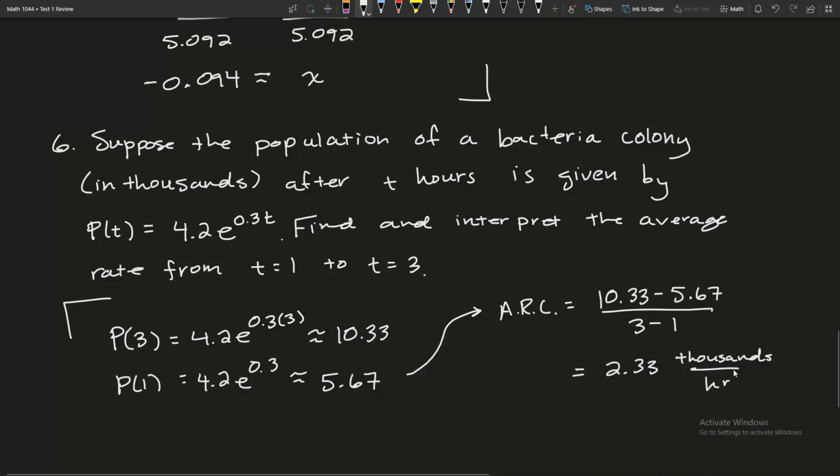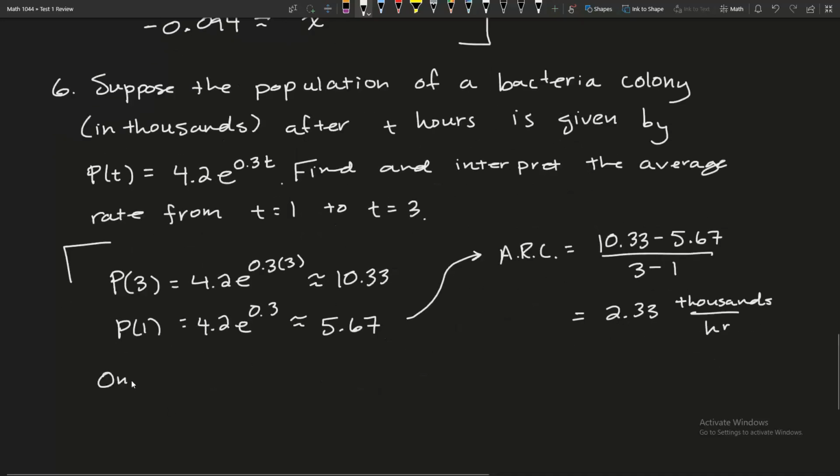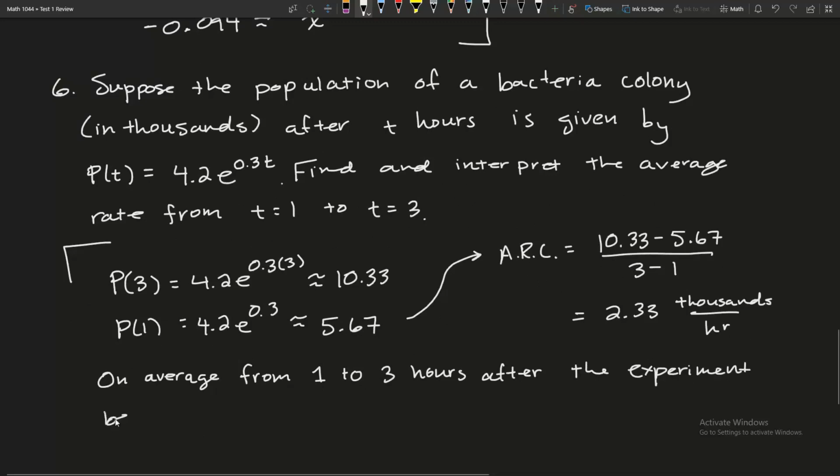So we could say on average from 1 to 3 hours after the experiment began, bacteria increased by 2.33 thousand per hour.